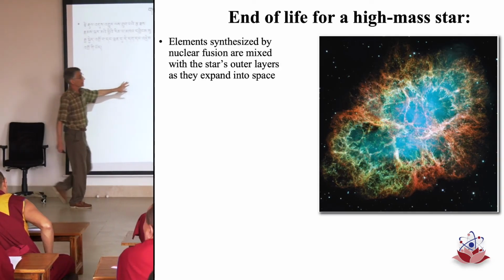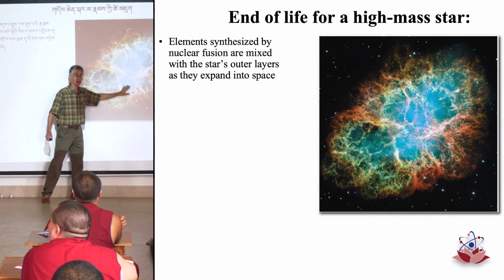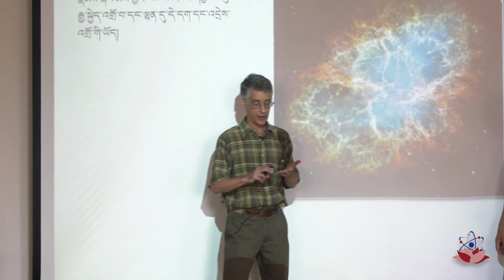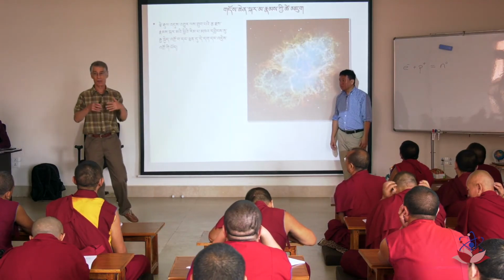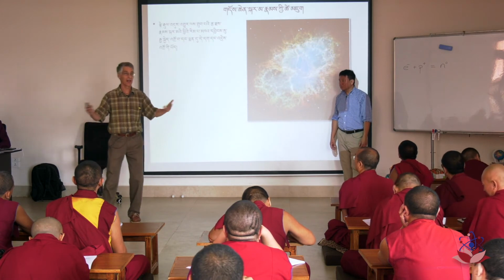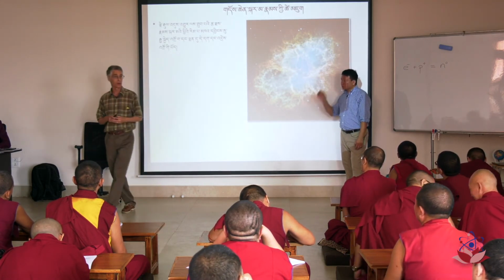And because it does that, when you form new stars and planets out of it, you have now carbon, oxygen, and iron to make planets and people and trees and the other things we're familiar with.